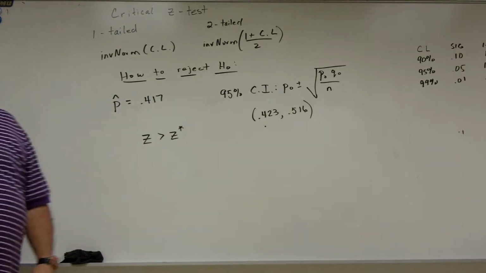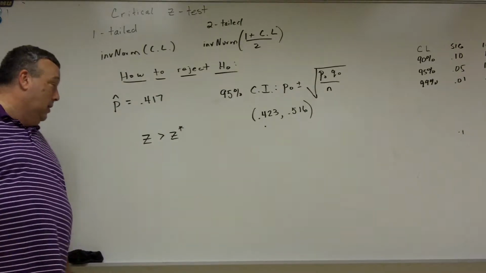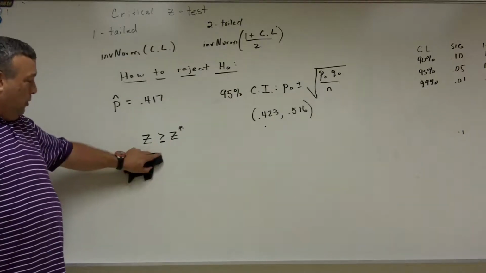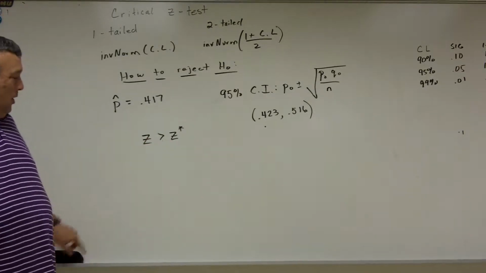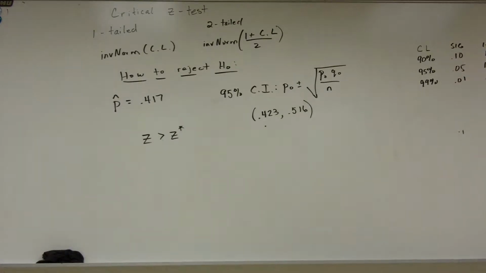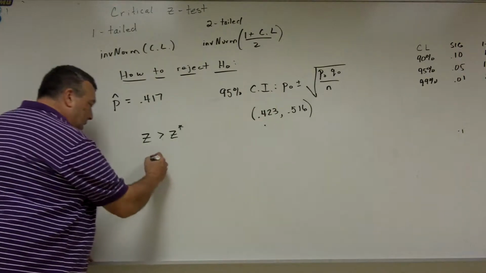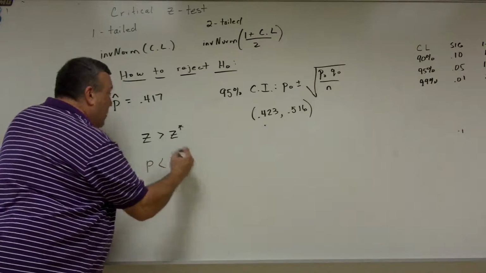Most people would rather reject because they're usually trying to prove something. So if you wanted to put or equal to, that's fine, but that's one more little mark. But it's never going to be exactly. It's just not going to. And then finally, the way we've been doing it, if p is less than alpha.